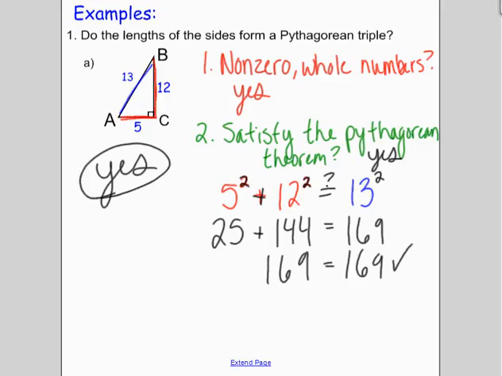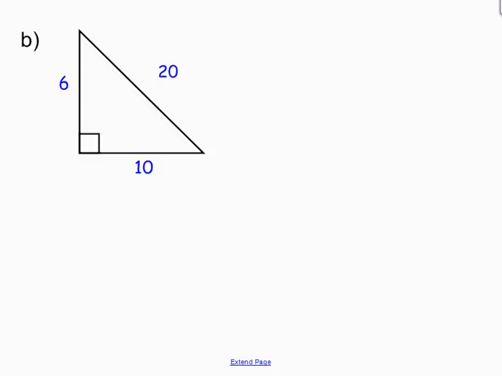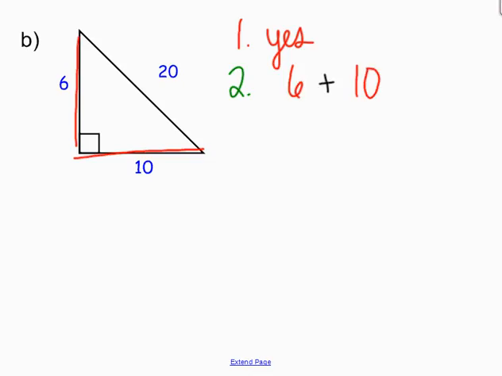Okay, next one. Same thing. First, I need to decide if the sides are all non-zero whole numbers. And the answer to that is yes, they're all whole. Second part is I have to see if they satisfy the Pythagorean theorem. So I'm going to take the two legs, 6 and 10, square them and add them together, and I have to see if that equals the hypotenuse squared.